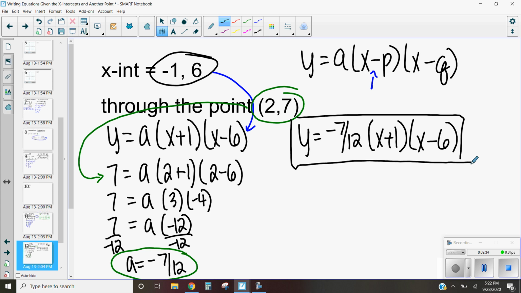Now this only works with quadratic equations. When we start having equations that are cubic or something like that, we do need to make sure that we're using those equations. But because we're dealing with quadratics, we can use this factored form, and it's going to turn out beautifully.